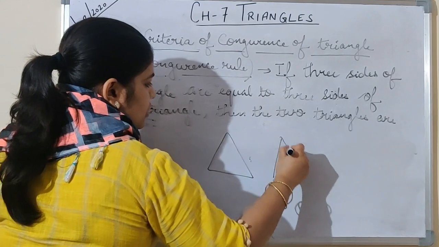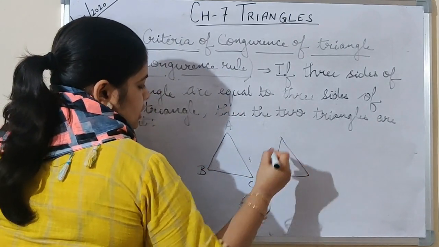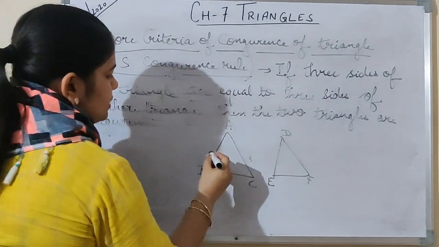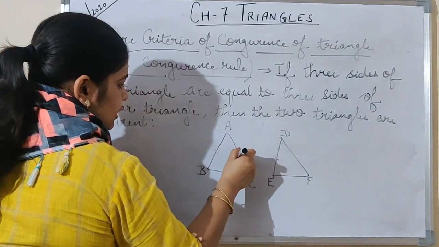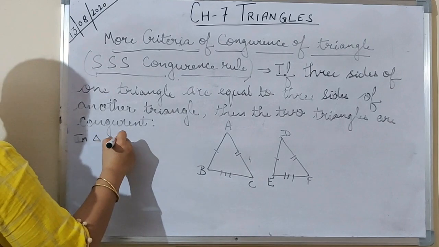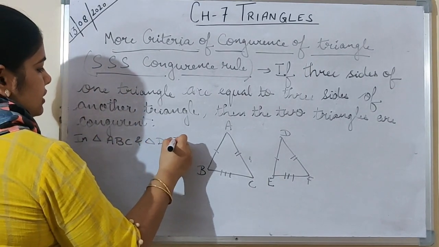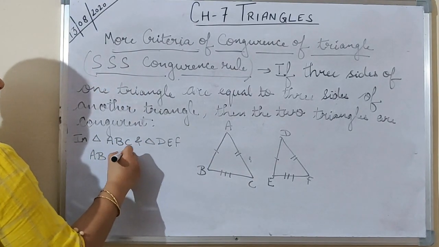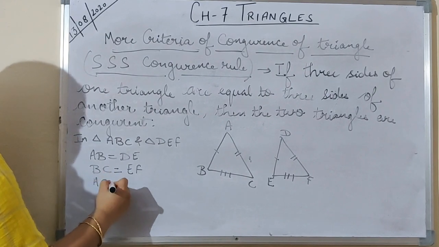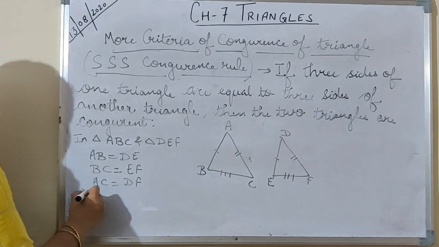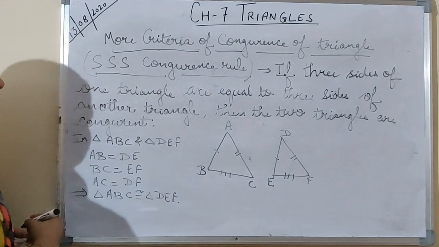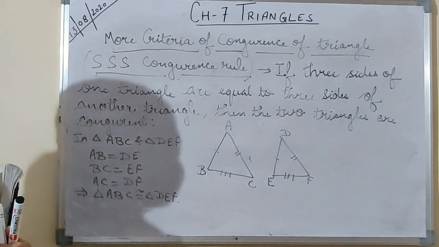two figures over here, and with the help of these two figures, you will be able to understand this criteria. Here, according to this theorem, if three sides of one triangle, means if these sides of one triangle are equal to these sides like this, then we can say that in triangle ABC and triangle DEF, if AB is equal to DE, BC is equal to EF, and AC is equal to DF, then we can say that triangle ABC is congruent to triangle DEF. Okay. So, this is one criteria of congruency of triangle.